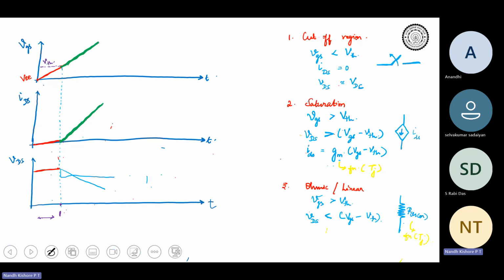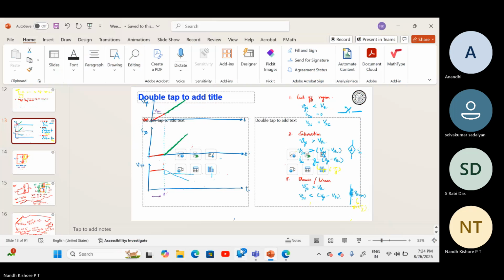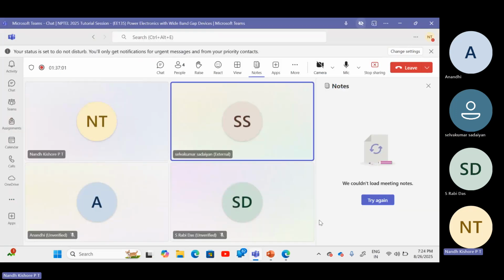First of all, let me check if I'm there. Hello, is the audio audible and is the screen visible? Yes, sir. Okay, thanks.